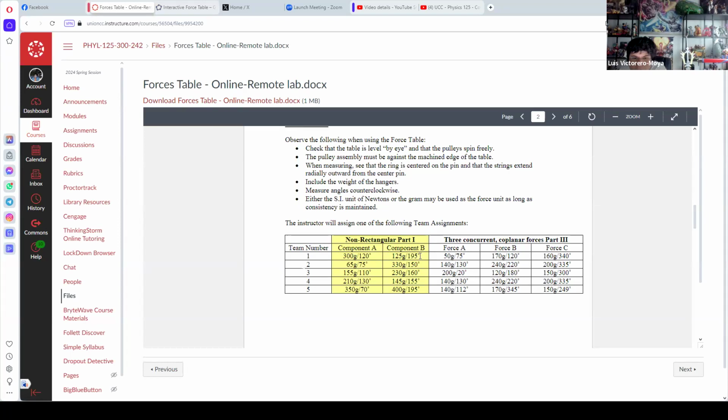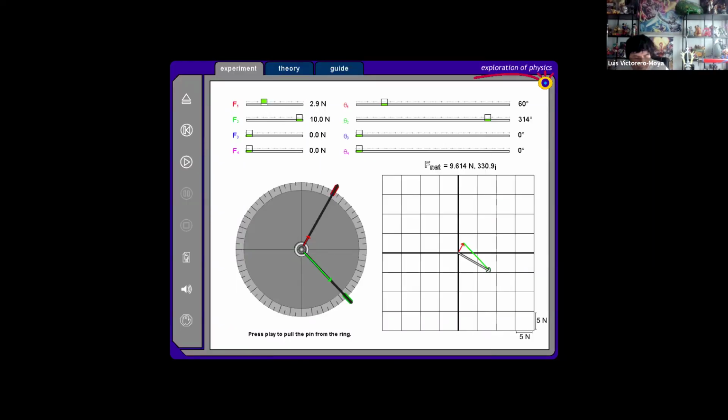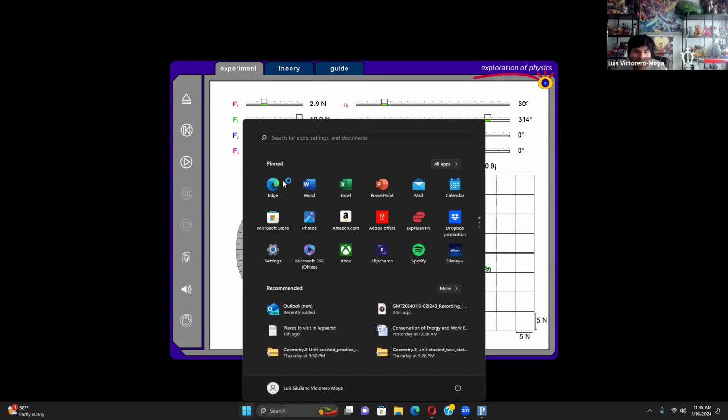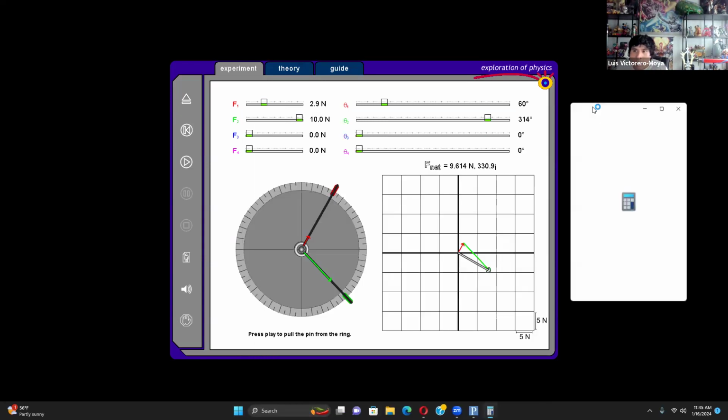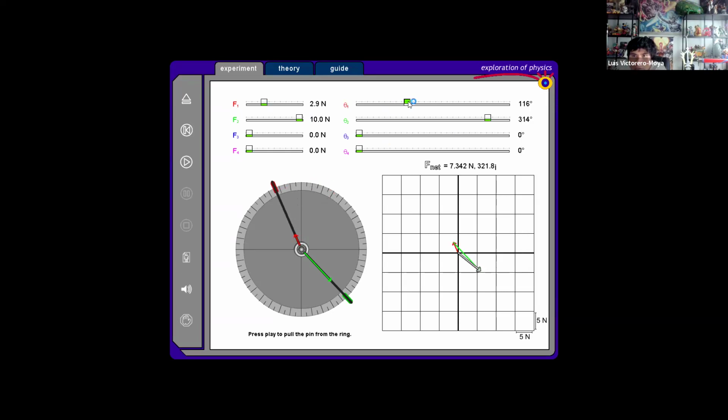So let's suppose I use this in the Exploration Physics, all right? So 300 grams at 120. Now, 300 grams, we have to eventually convert that into newtons. So we go to the calculator: 300 grams divided by 1,000, that's a mass in kilograms, multiplied by 9.8, that's basically 2.9 newtons. So we leave it like that. And 120 will be here.